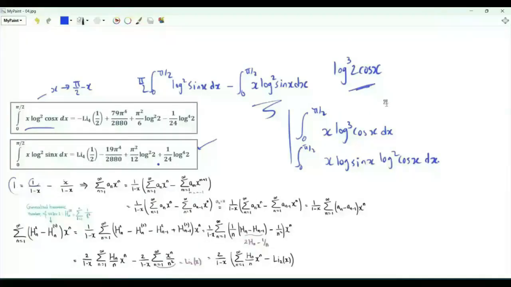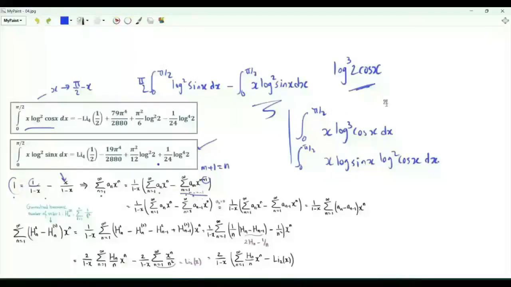(1 minus x) over (1 minus x) is 1. Multiply both sides by a_n x to the n and sum over positive integer n. On the right hand side, we get 1 over 1 minus x times the difference between these two sums. Summation n from 1 to infinity of a_n x to the n. Here we have summation m from 1 to infinity a_m x to the m plus 1. We have plus 1 here because of this x.